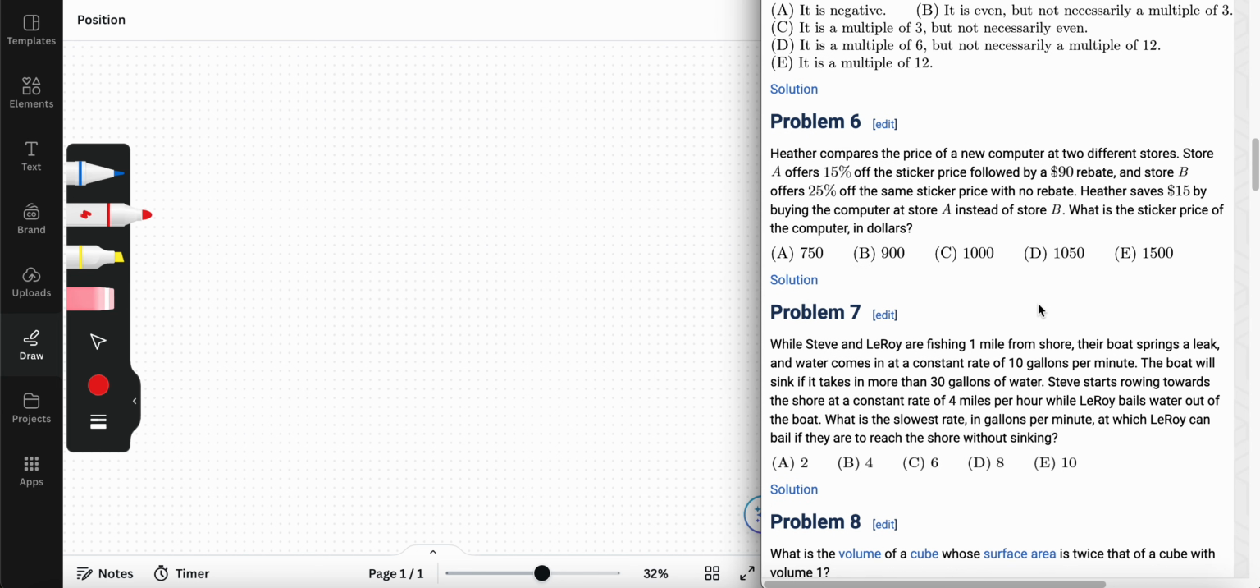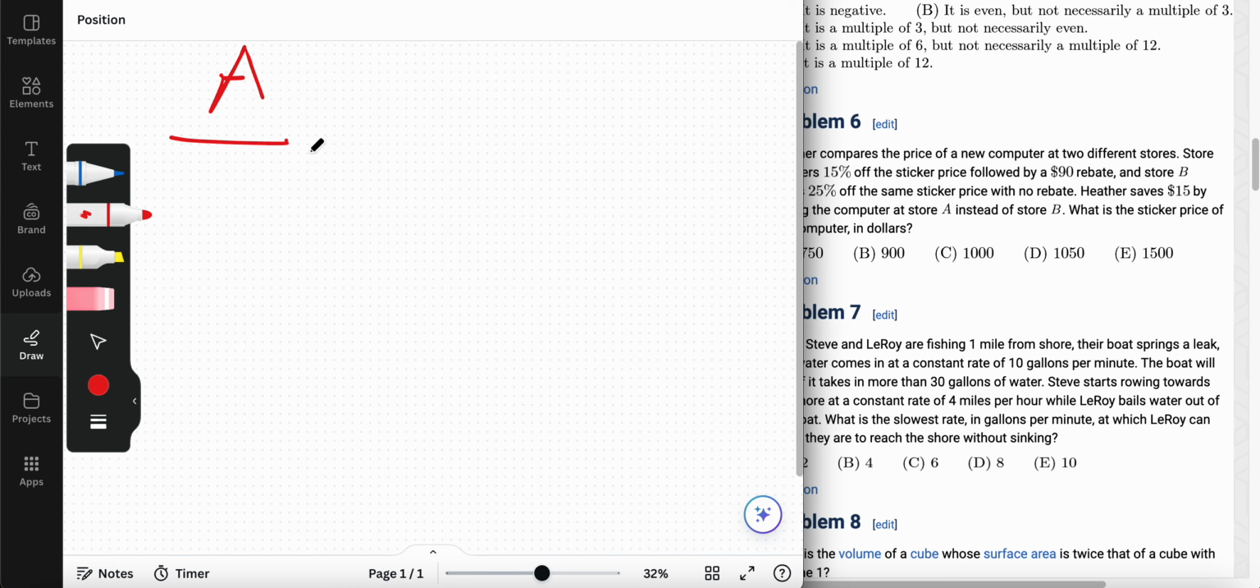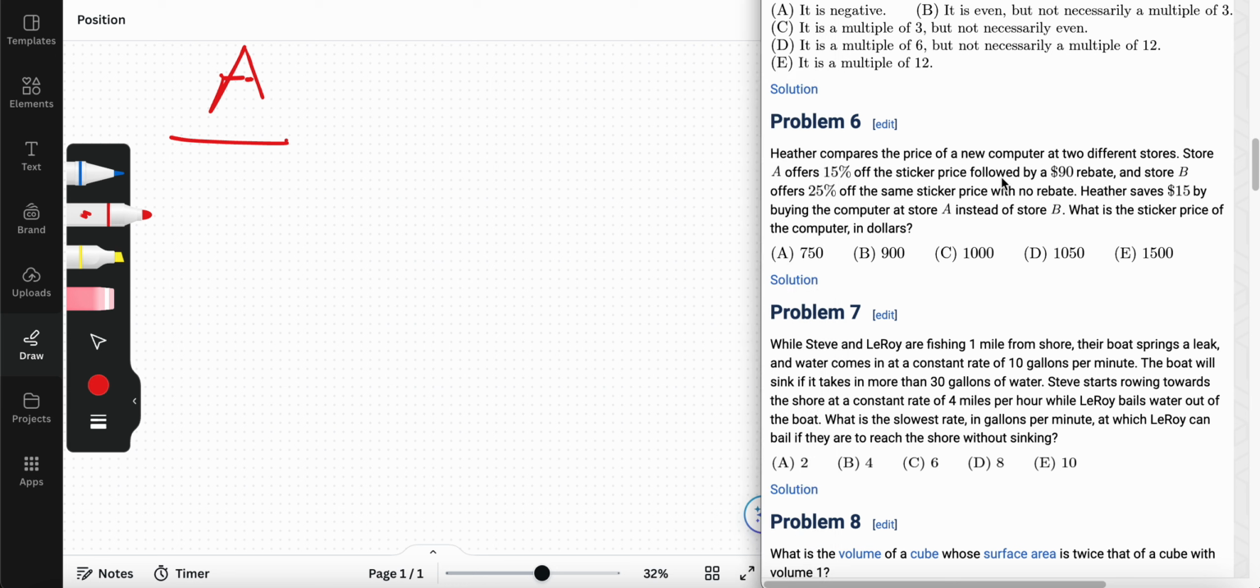Okay, problem 6. Heather compares the price of a new computer at 2 different stores. Okay, I'll rewrite that. Store A offers 15% off the sticker price followed by a $90 rebate, and store B does this. Heather saves $15 by buying a computer at store A. What is the sticker price of the computer?